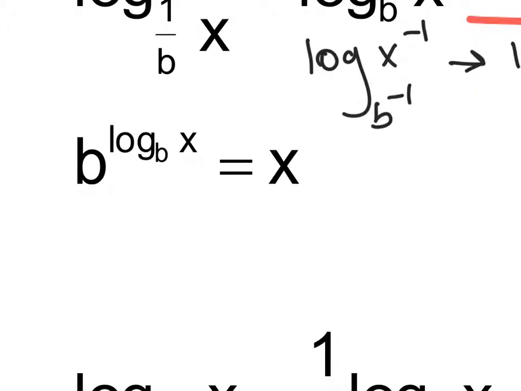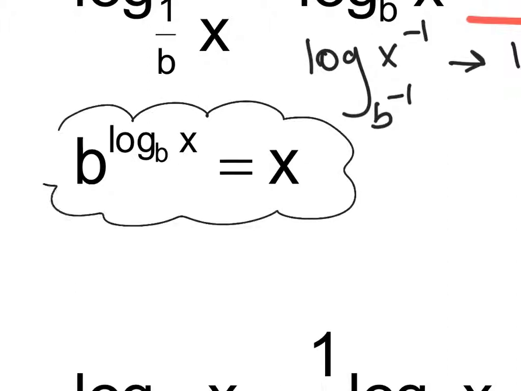Okay, now let's move on to our last rule, and this is extremely important. Base b, and oh my God, I hear you, log is in the power. So b to the power log base b of x. But hold on, don't freak out. What's the base? B. What's the base of the log? B. Do they have the same base? They cancel each other. So what's left? X.